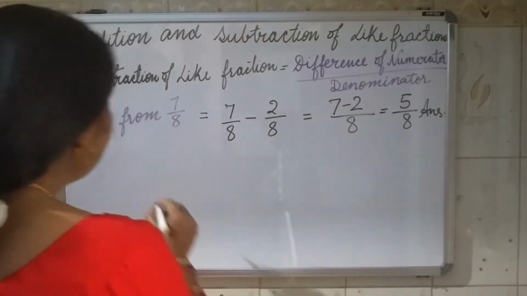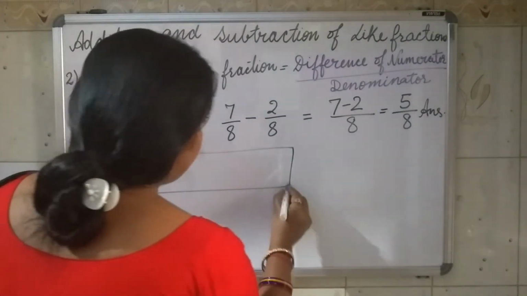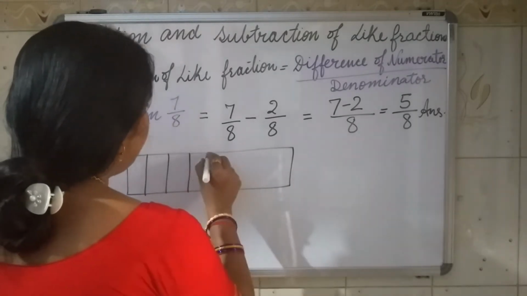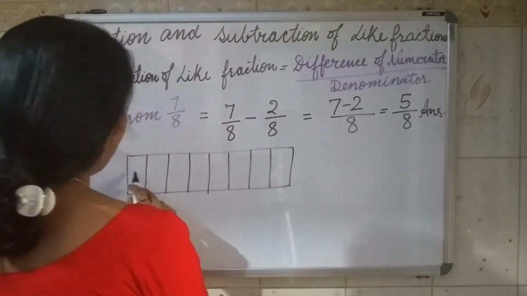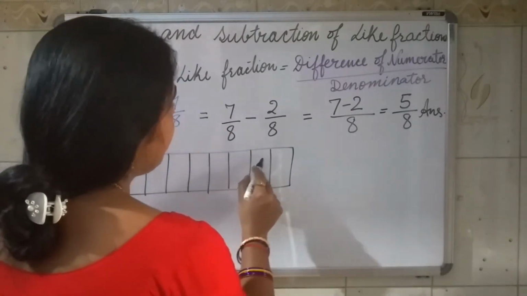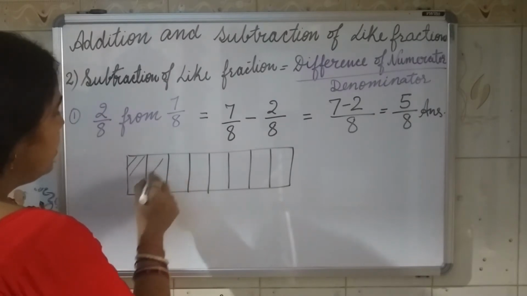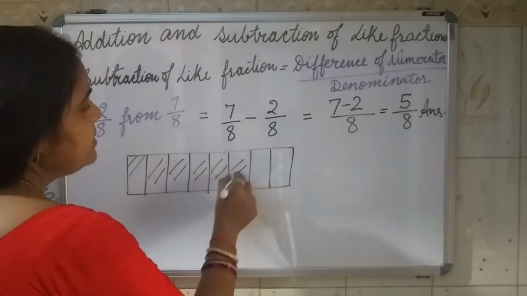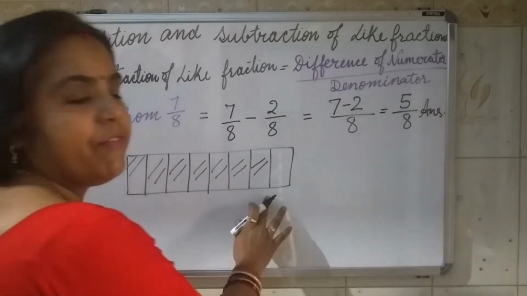I will explain with the help of a picture, then it will be more clear to you. If I am taking this fraction, 1, 2, 3, 4, 5, 6, 7 and 8. Out of these 8, I have to take 2, 3, 4, 5, 6 and 7. This is the 7 upon 8 fraction.